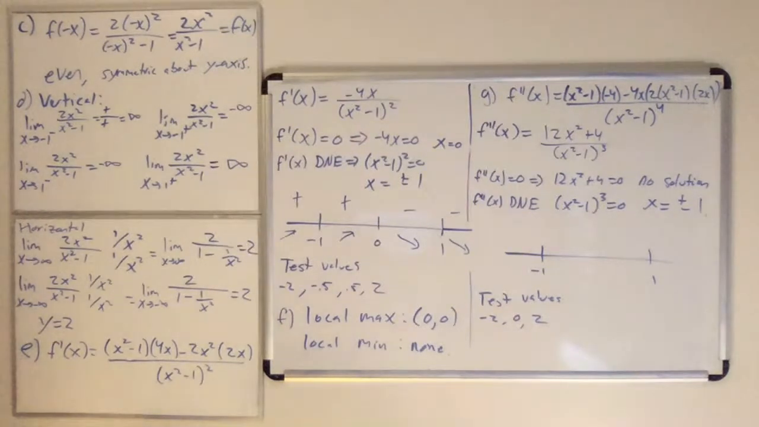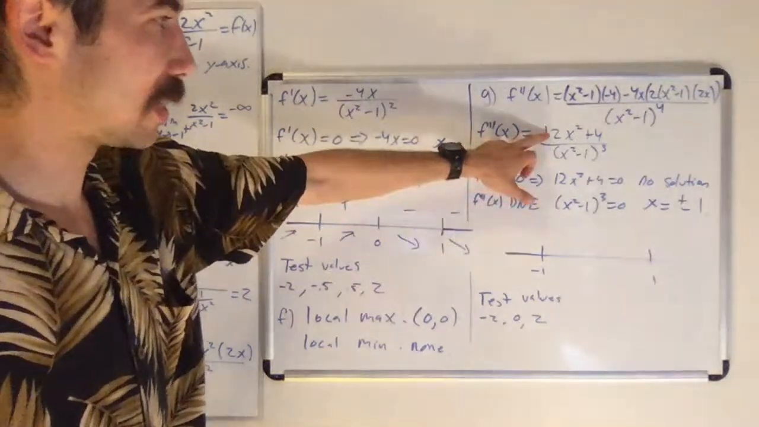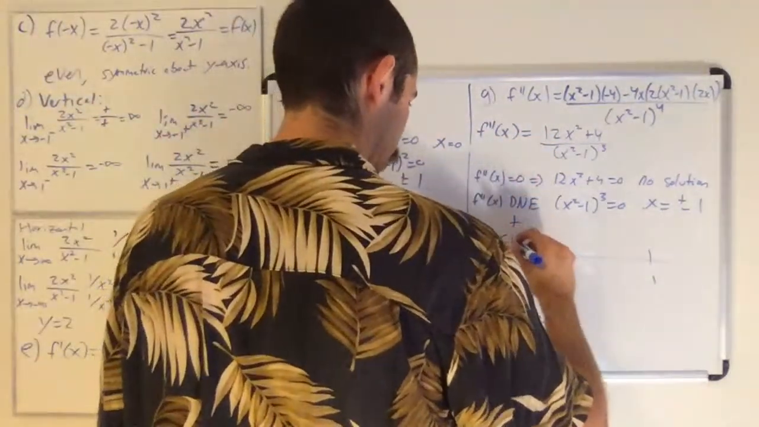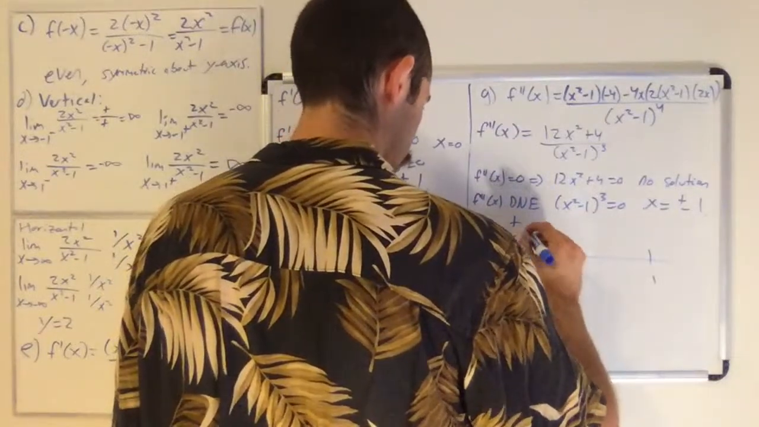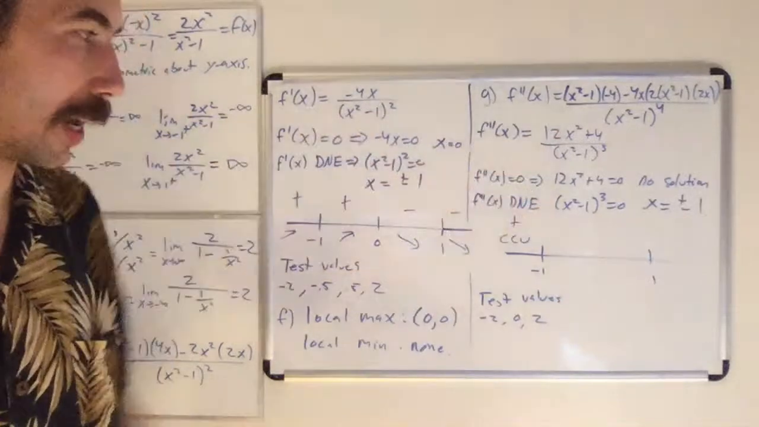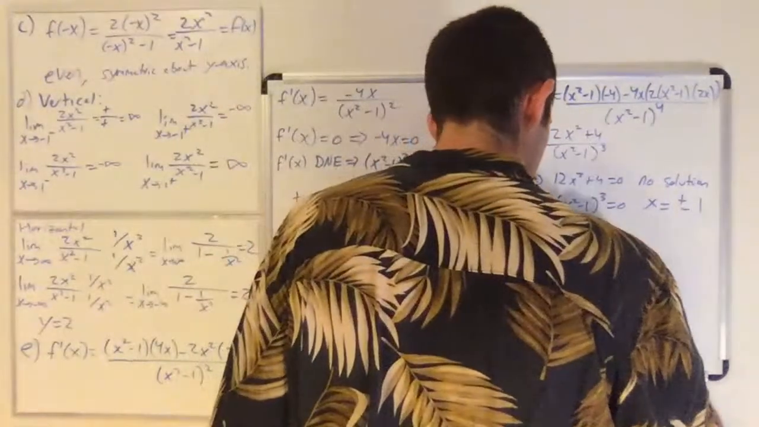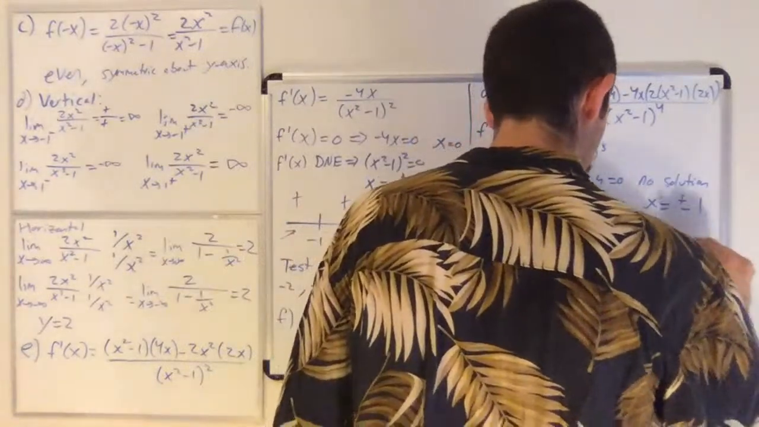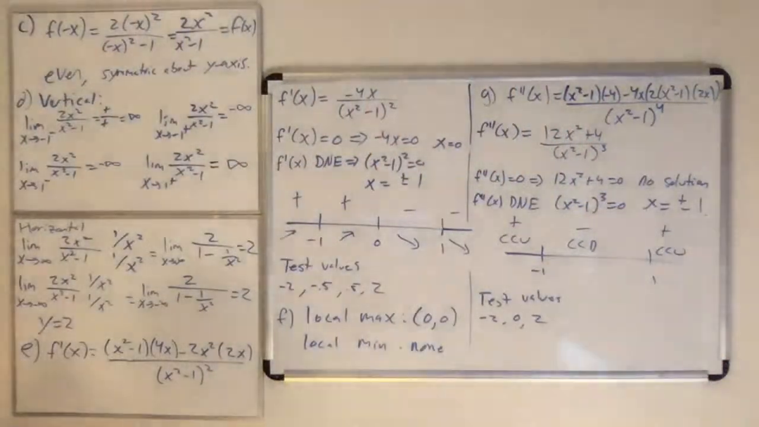When you plug in -2, you have a positive divided by a positive. That's a positive, so we're concave up. You plug in 0, you get a positive over a negative. That's a negative. Concave down, and then last we have concave up. So here's my question. Are there any points of inflection?